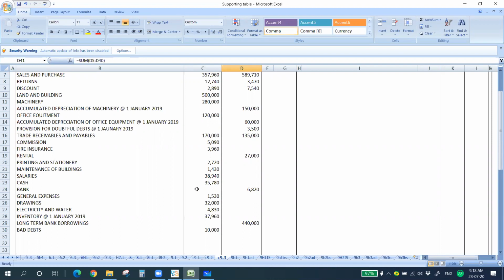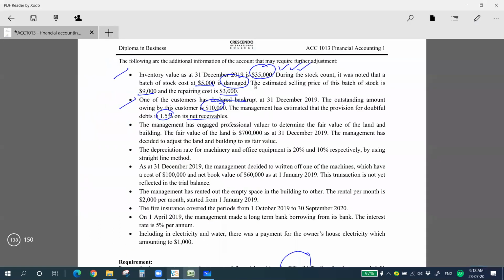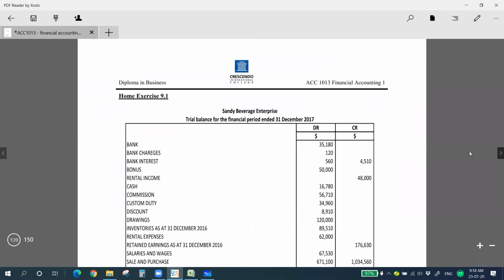And for your information, because I want you to have enough practice using Excel to prepare your income statement and statement of financial position, the Excel files for home exercises 1.9.1 to 9.3, I have provided in the LMS. I think if you went through the LMS, you can see it, right? Use that for your practice.